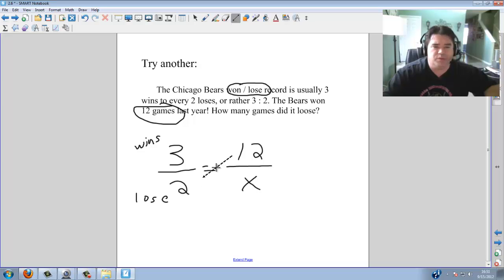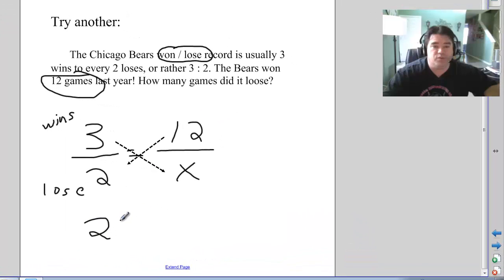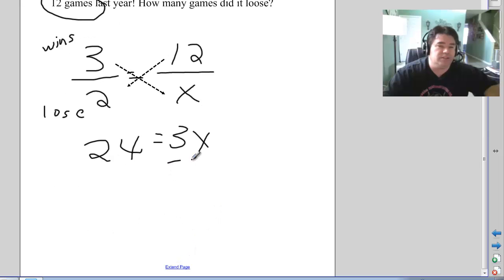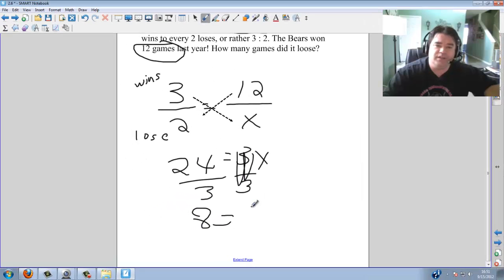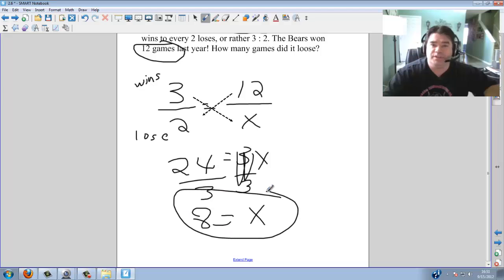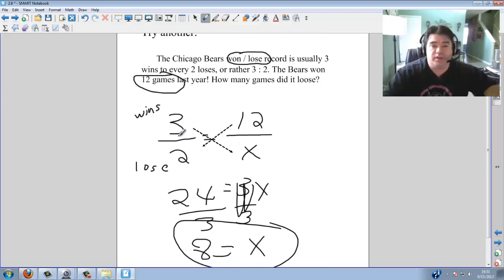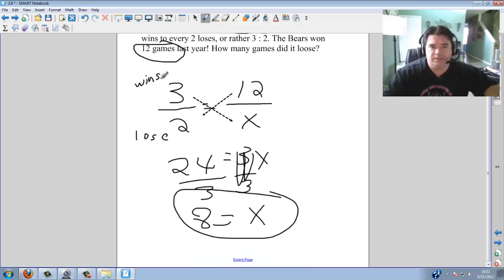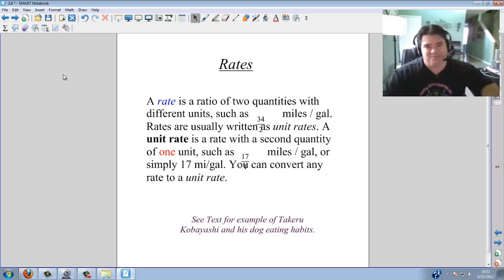I went ahead and took 2 times 12 and 3 times x. So 2 times 12 is 24. 3 times x is 3x. Instead of times 3, I'm going to divide by 3, and it looks to me like I'm going to have 24 divided by 3, which is 8. These cancel, leaving just the x. So 8 equals x. So 3 over 2, 3 wins every 2 losses. If you win 12, you probably lost 8. It should be enough for a playoff spot, if they actually played 20 games. But I digress. Moving on.